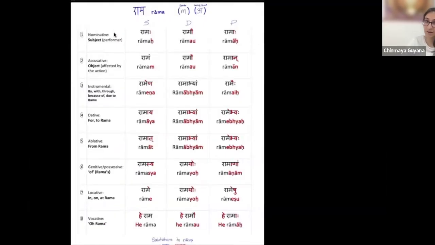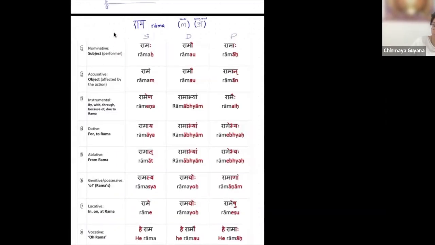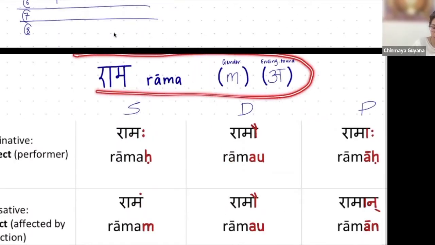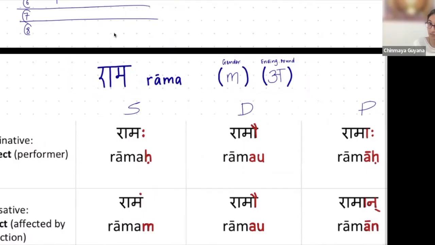Let me introduce you to a couple more technical words today, and then we will see our homework. On top here, I have written Rama, then I have written masculine in brackets, and then I have written the ending sound a. That means there's a word which is masculine and ends with the sound a, and this is what the declension table looks like for it every single time. Whatever the word is, if it is a masculine word ending in a, these are the rules it will follow when it is used in a sentence.